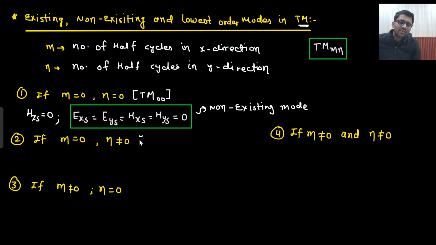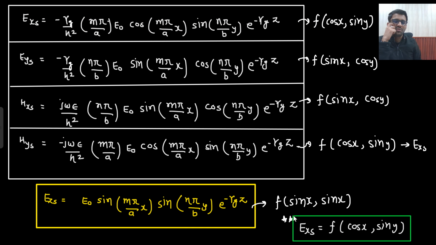Let's talk about this case. Here M is 0, but N is some non-zero value. It could be anything. It could be 1, 2, 3, 4, it could be anything. That means the number of half cycles in X direction is 0, but the number of half cycles in Y direction could be anything. It could be 1, 2, 3, 4, anything. So let's write down the values. Certainly HZS will be equal to 0. Let's talk about EXS. So M is 0 and N is non-zero. If M is 0, then this will be 0, right?